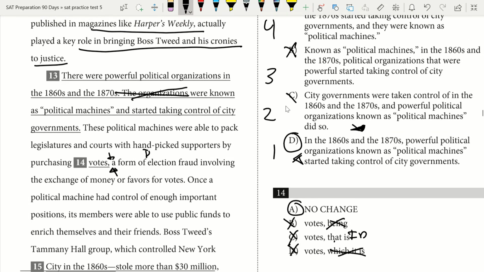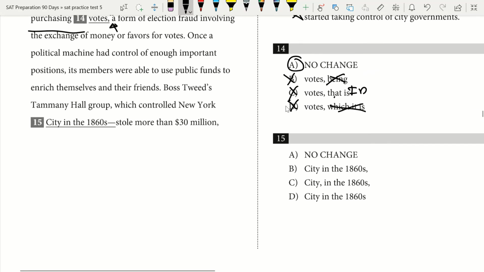We wouldn't say "which it is" because then we're being repetitive by saying it. We don't have to say it because we already know what it's referring to. It's referring to this election fraud, right? So we don't have to say "it is" and then say "a form of election fraud," because we already said what it is in that preceding part, like right around here that I'm underlining. So that would be repetitive and redundant and wordy, so we're not going to do that.